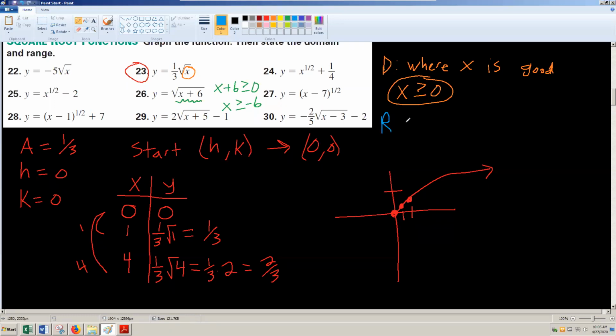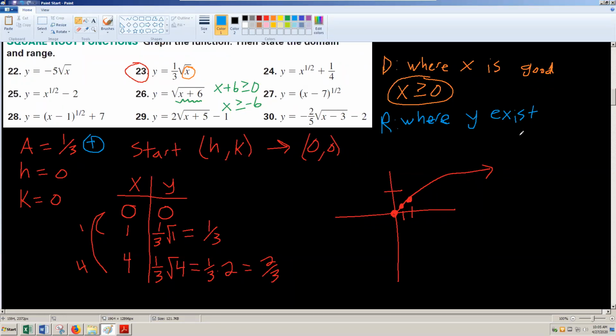So for my range, this is where, oops, y exists. Keep in mind that my x restrictions are going to affect my y restrictions. So here, I'm starting at 0, 0, and I'm opening up. Here's where I really want to pay attention to the a value. My a value here is positive. I don't care that it's 1/3. I mean, cool, it'll happen slower, but it's still positive. So it's still going to be opening up. So this thing started at 0 for my y's, and it's going to go up from there.